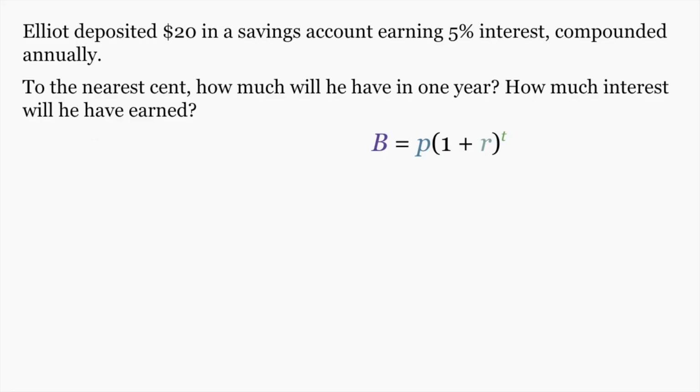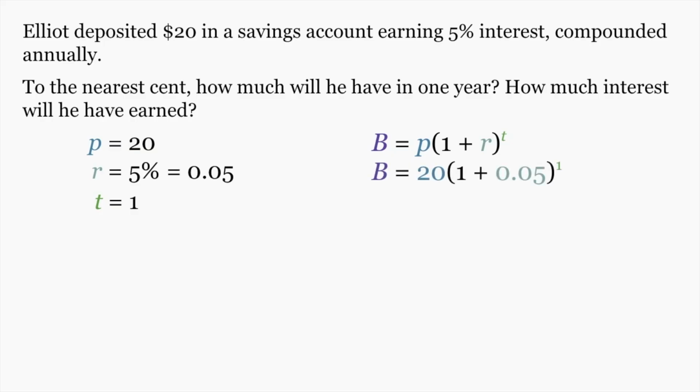The principal P is 20. The rate R is 5%. To convert a percent to a decimal, move the decimal point to the left 2 places. 5% is 5/100ths as a decimal. The time T is 1 year. Now substitute the values for P, R, and T into the compound interest equation and solve.